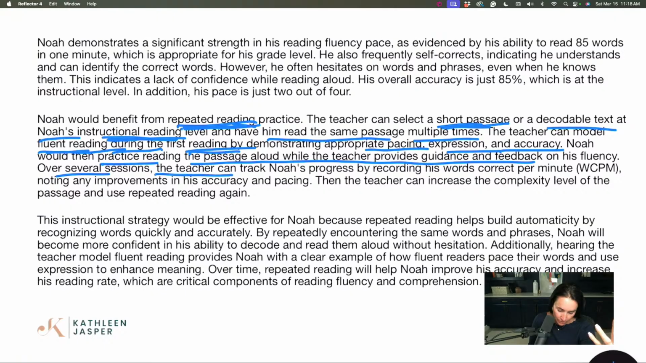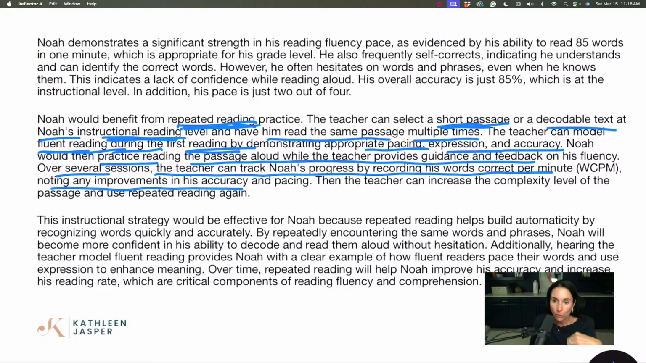Over several sessions, the teacher can track Noah's progress by recording his words correct per minute, noting improvements. Now, again, you don't need all 4 of these sentences. You can grab the first 3, you could grab the first 2 and the last one. I'm just giving you lots of stuff here you can choose from.